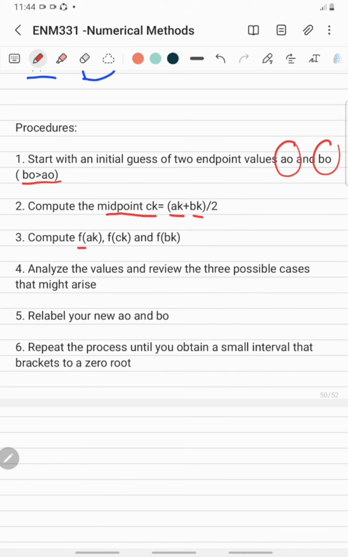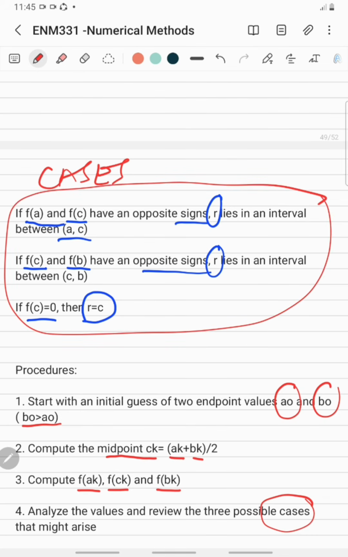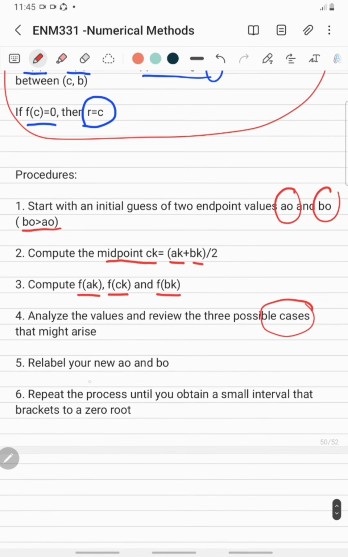Third, compute f(Ak), f(Ck), and f(Bk). Then analyze the values and review the 3 possible cases that might arise. So these are the 3 possible cases. Then after the analysis, you have to relabel your new A0 and B0. Then repeat the process until you obtain a smaller interval that brackets a zero root.